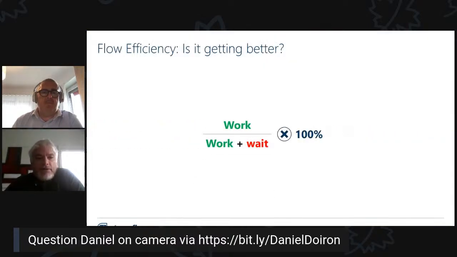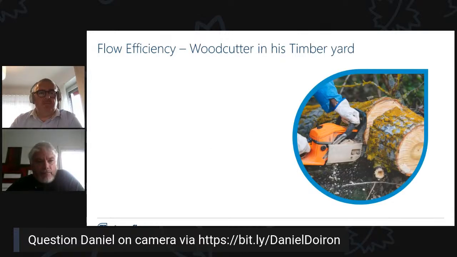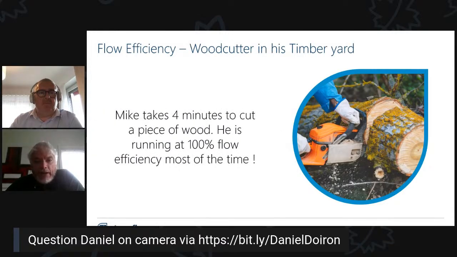So flow efficiency is work time divided by the work time plus the wait time, multiplied by 100. Everybody knows that, I gather, at this point. Work time and touch time are the same thing. Sometimes they may be used interchangeably, but don't get confused. So let's say we have Mike here. He's cutting a piece of wood, and uninterrupted, he can cut it in 4 minutes. And when he does so, he is at 100% flow efficiency.